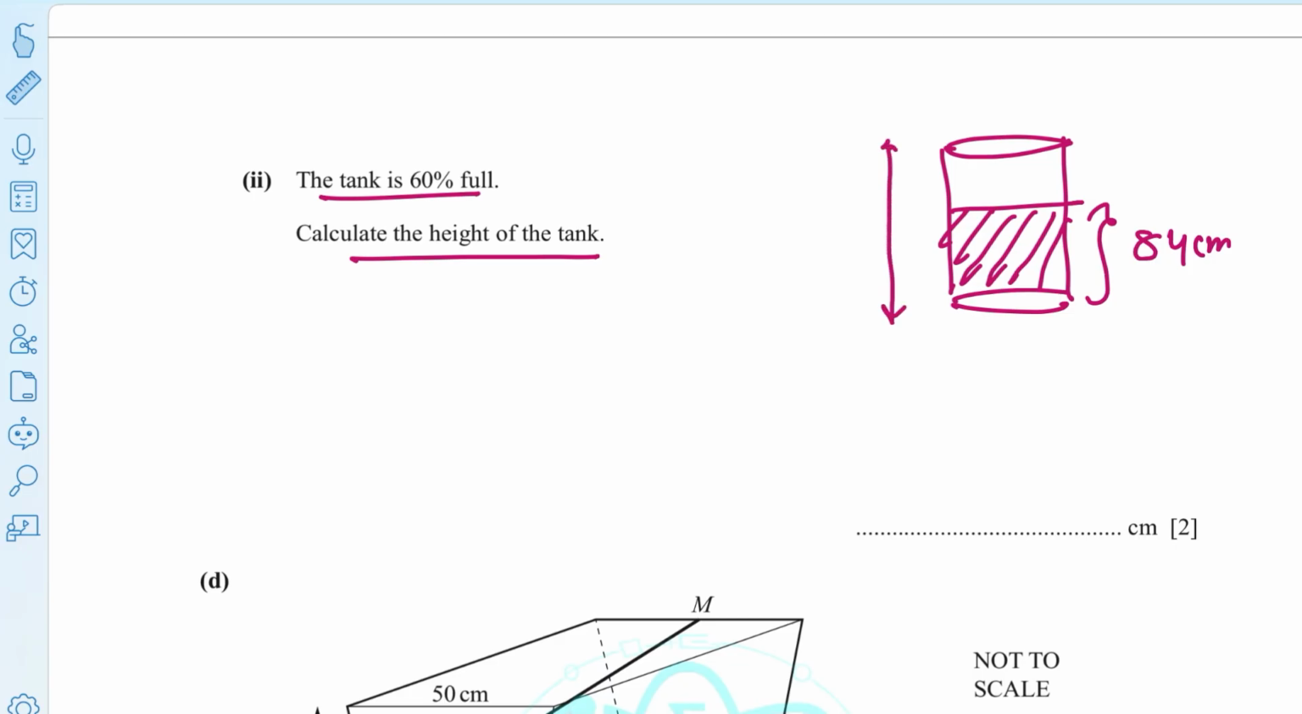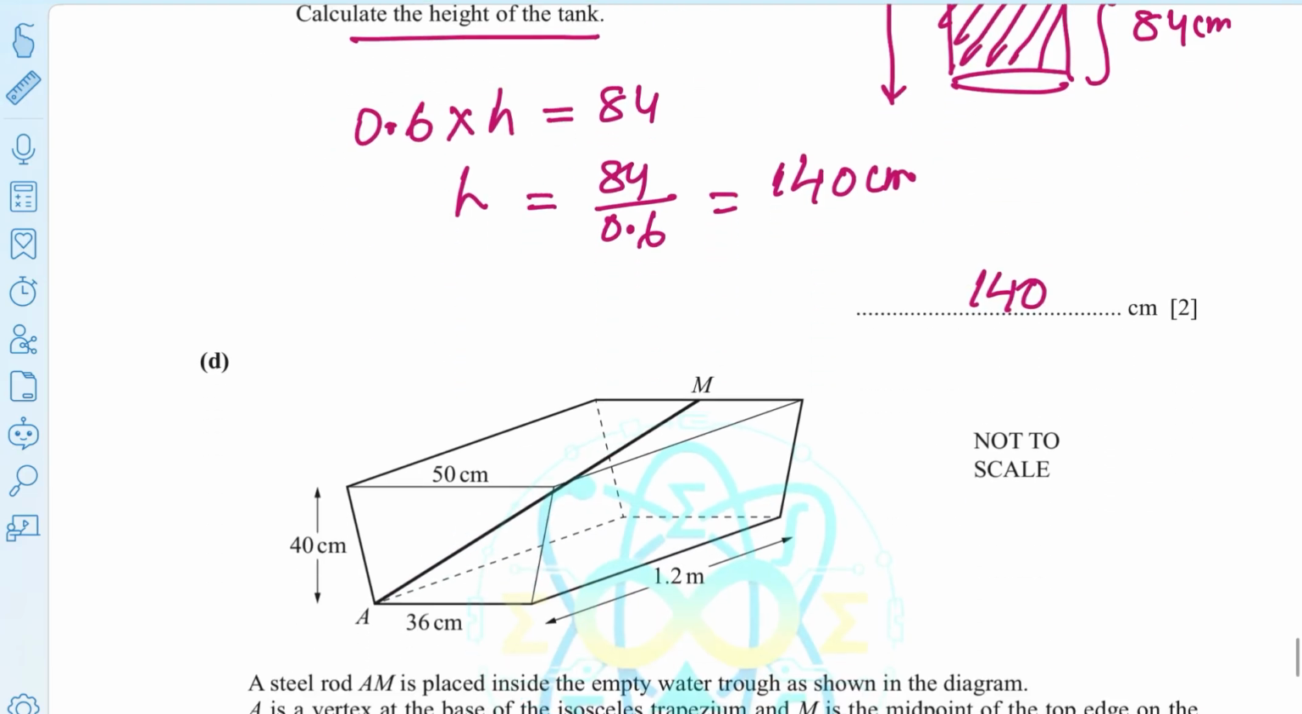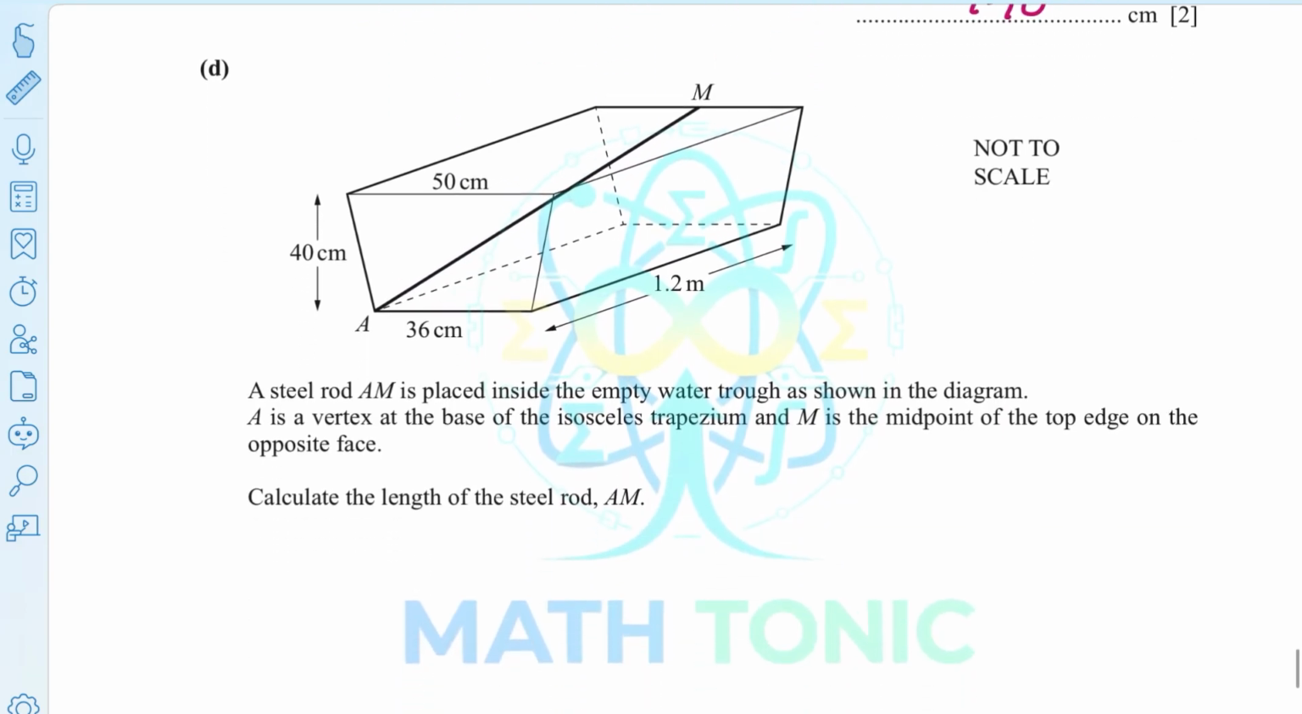Simple. 60% full means in terms of decimal 60 over 100, that equals 0.6. That means 0.6 times the total height equals 84, right? Then how to find the value of height? So height equals 84 over 0.6. When you divide this value, we will get 140 centimeter. Did you get it? It is 140 centimeter. Clear everyone? Yes.